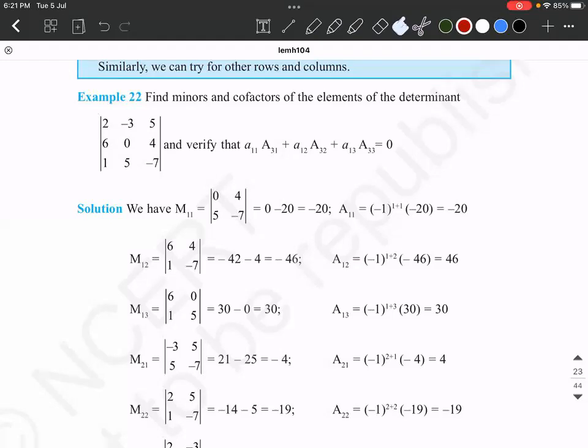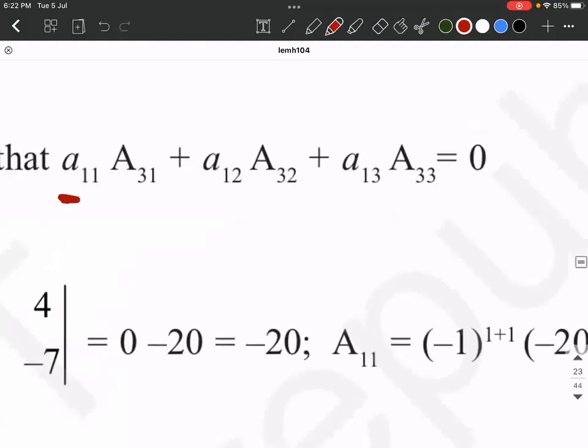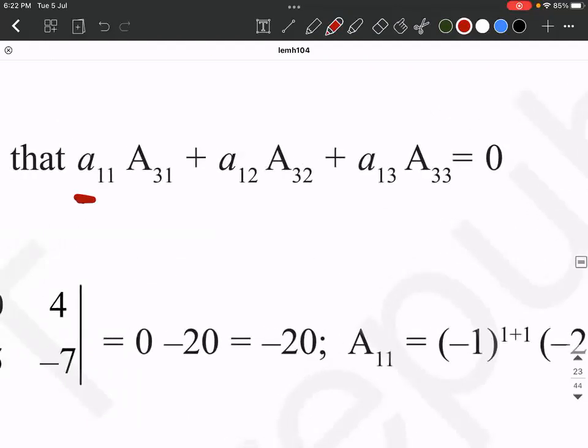So they have given this thing. No, one minute. I have a question. They have given element multiplied with cofactor: A11 into A31 plus A12 into A32 plus A13 into A33. Can I call that a determinant? What did we say determinant is? Multiplication of elements and cofactors. So can I call it a determinant?